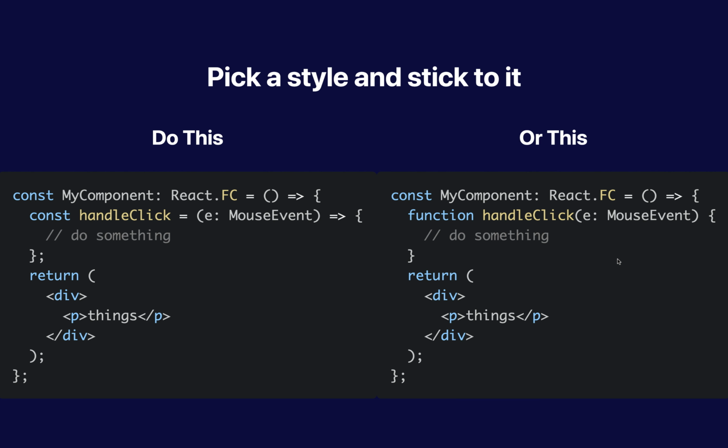And moving on from this, pick a style and stick to it. So what I'm talking about here is declaring functions and what have you in your components. So do either of these. On the left, we have const handleClick with the arrow function syntax. On the right, we're using the function keyword. It doesn't really matter which one you use unless you want to dive into function hoisting, which is another topic entirely. But I guess the point here is just to pick a style and stick to it in your project.